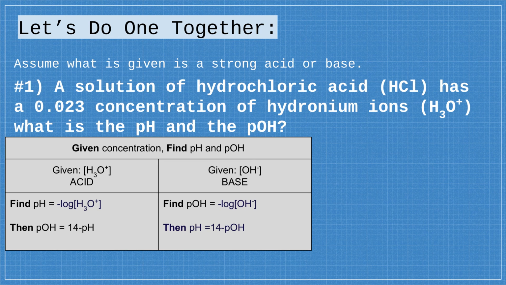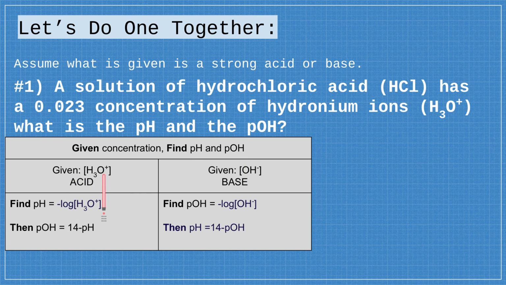Okay, so let's do a practice question. Assume what is given is a strong acid or base. A solution of hydrochloric acid has a 0.023 concentration of hydronium ions. What is the pH and the pOH of this solution? So we are given a concentration and we need to find the pH and the pOH.